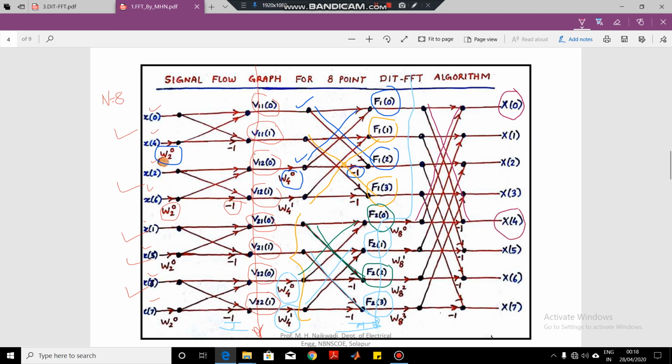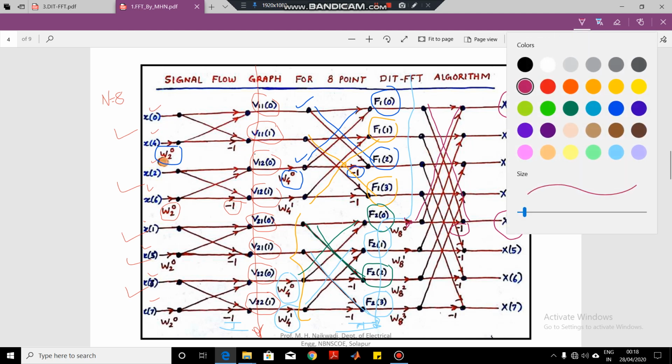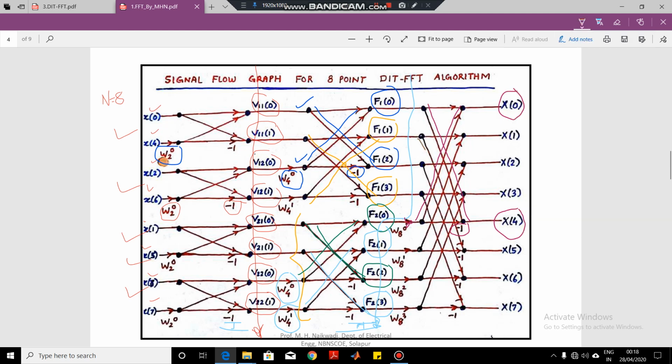Okay, so this and this we are combining here, and here the twiddle factor for multiplication is W80, and here we write -1. Similarly, our second butterfly will be this and this. So the second stage output we will be getting is this and this, and here again our twiddle factor is W81. So remember this W81, W80, W82 and W83.